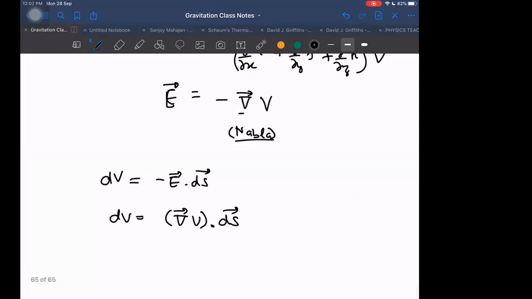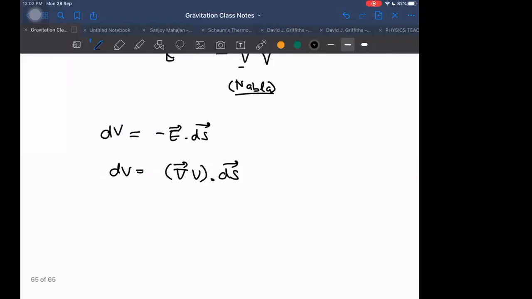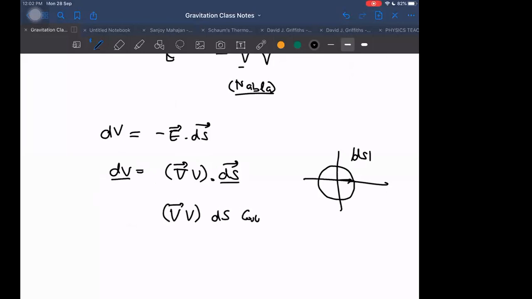We can write that. Now let us say I am keeping ds fixed. Ds fixed means distance magnitude wise I am keeping it fixed, and I am moving in different directions, but always magnitude wise I am keeping ds fixed. I am moving in a circle of radius ds. Then in which direction will change in potential be maximum? In that direction where del V will make an angle with the ds of cos 0. There it will be maximum.